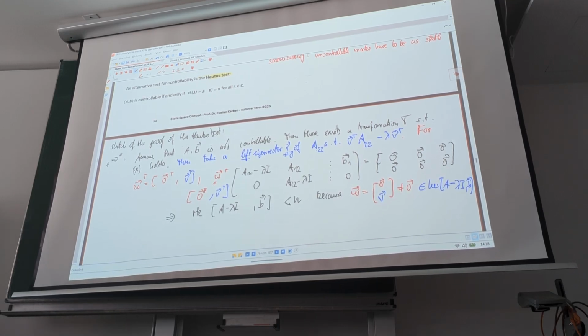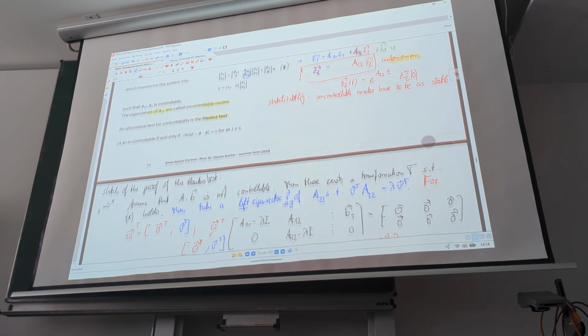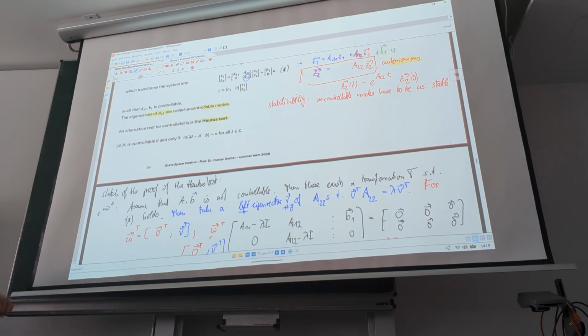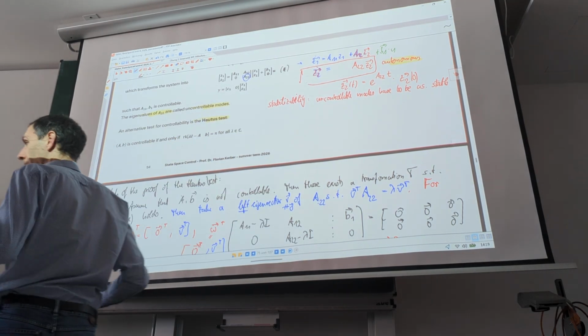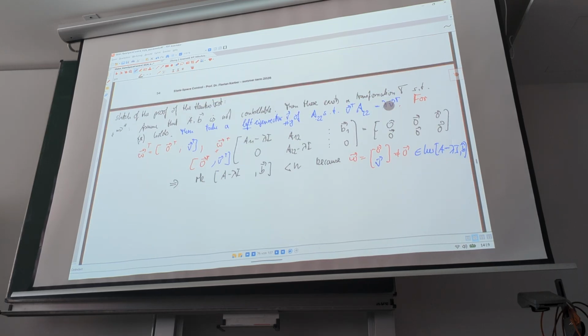Okay, so this is one direction, so that we've seen that. And the second direction works on a similar principle. That's why I've introduced it here. We make use of this specific form. If we have this form and compute the controllability matrix, we will see that it does not have full rank. So the way back follows the same principle.